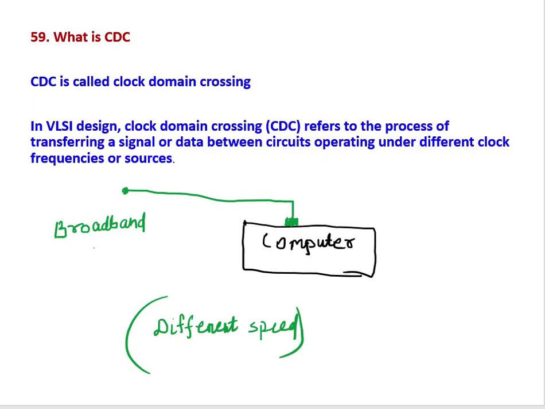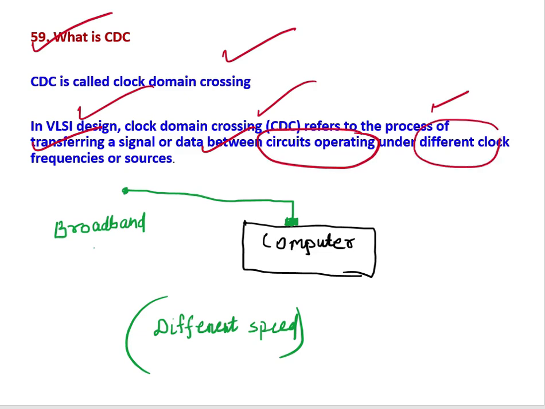The next one is what is CDC. CDC is called clock domain crossing. In VLSI design, CDC refers to the process of transferring a signal or data between circuits operating under different clock frequencies or sources. So CDC is clock domain crossing. It is a process of transferring data between two circuits operating at different frequency.